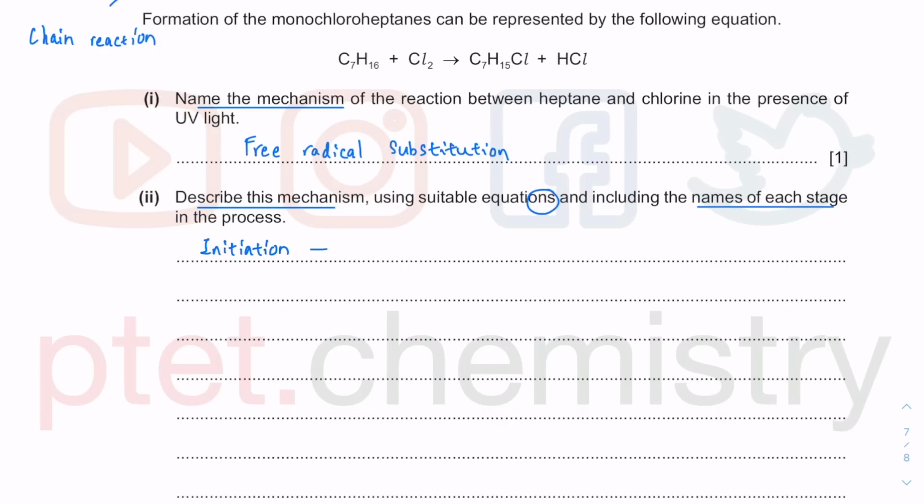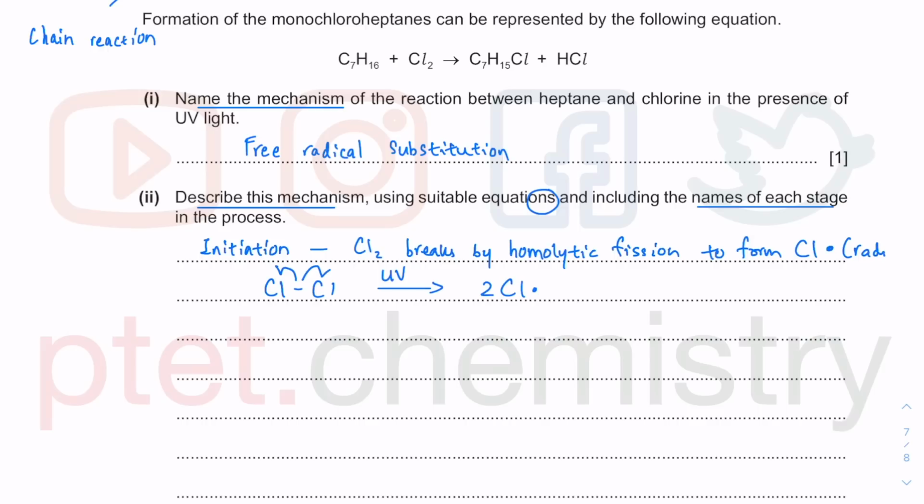So in the initiation stage, the Cl2 breaks by homolytic fission. Homolytic fission is a term stated in the AS introductory chemistry syllabus. Basically, the covalent bond breaks equally, so you have a half-headed arrow. You don't use a full-headed arrow because it's not 2 electrons, it's 1 electron. 1 electron goes there, 1 electron goes there. This only happens in the presence of UV light, and you will get radicals. So it breaks by homolytic fission to form chlorine radicals.